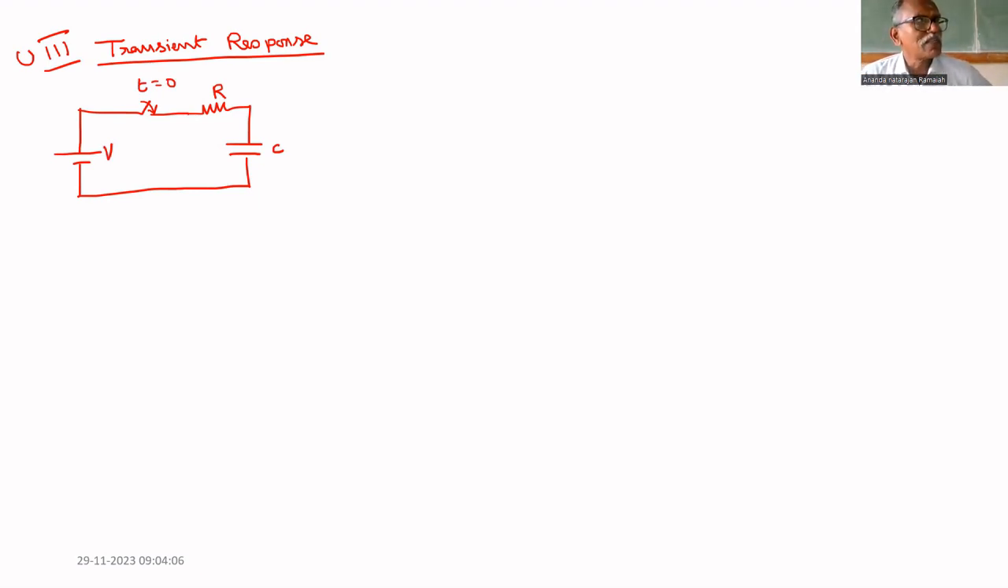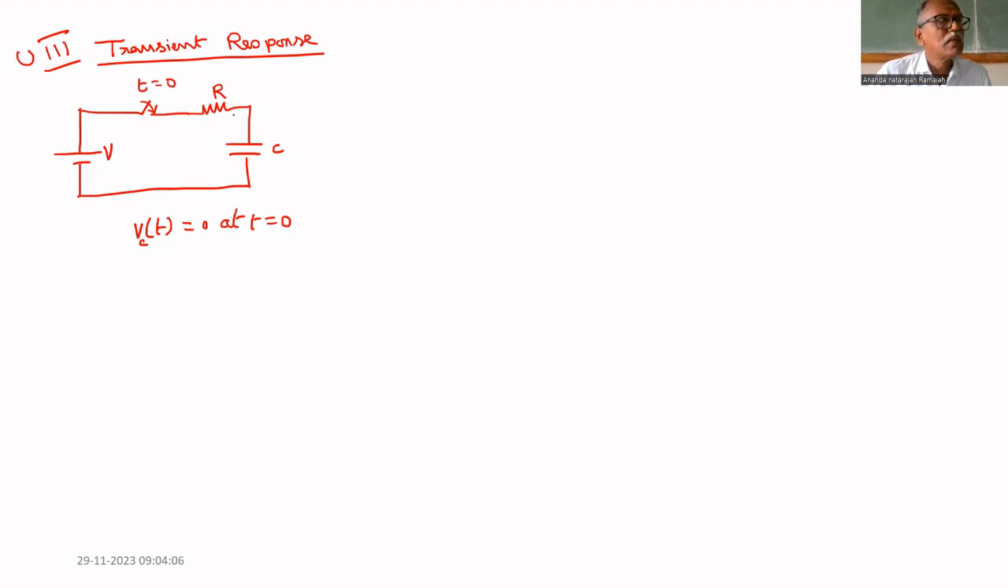Let us assume that there is no charge in the capacitor initially. That is, V of t equals 0 at t equal to 0. When t equal to 0, no charge in the capacitor. It means the voltage is 0.